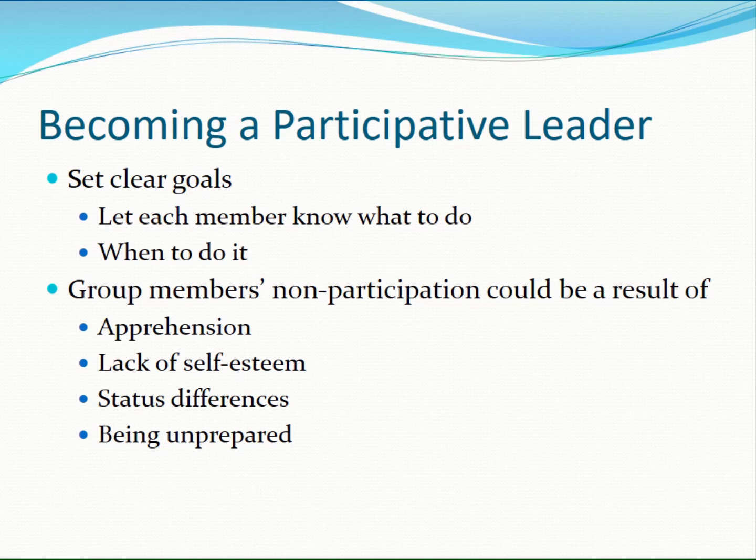If you're in a group where there are people from different ranks within a company or an organization, expect that there will be some element of status difference that manifests itself within your group. You need to figure out how to manage that. And then there's, of course, just the folks that show up unprepared to the meeting. They just didn't do what they were supposed to do. You have to deal with those individuals as well.